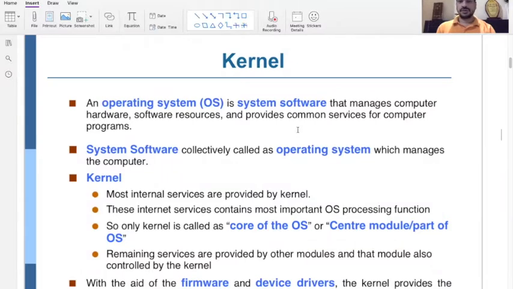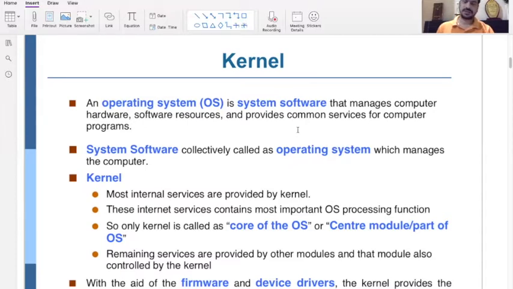So what do we know about the operating system till now? We know that the operating system is some sort of system software that manages computer hardware and software resources and provides common services for computer programs. That is the work of the operating system. It manages our computer hardware and other software resources, as well as providing services for computer programs. So what are the services?